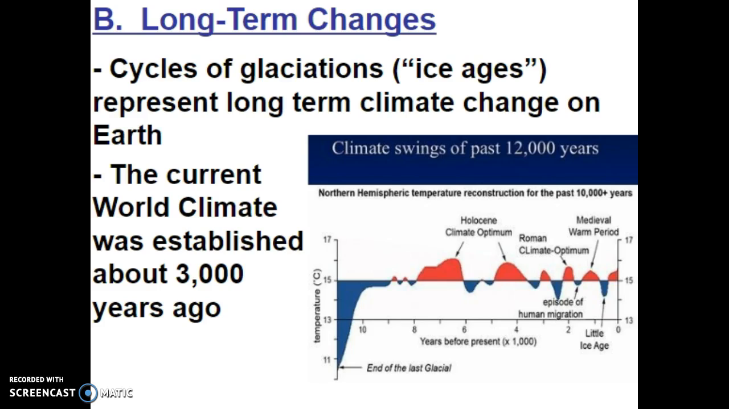And about 3,000 years ago, give or take, we kind of established what we have right now as the general world climate. You can see there the climate swings of the past 12,000 years. The Earth has been a lot chillier on average than it is today, and it's also been a lot warmer on average than today as well. And remember, we talked about the biogeophysical system and how that influences climate.